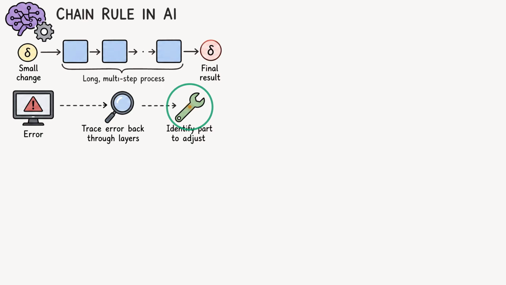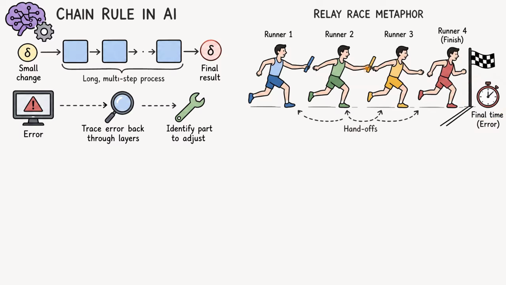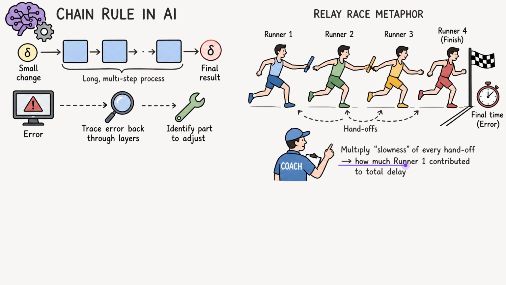To visualize this, consider a relay race where 4 runners are carrying a baton. If the final finish time is too slow, which we can call the error, the coach needs to determine who is responsible. Was the 4th runner physically tired? Or was the 4th runner slow specifically because the 3rd runner's handoff was poorly executed? The chain rule acts like this observant coach looking at that final time and multiplying the slowness of every single handoff to determine how much the first runner's initial speed actually contributed to the total delay at the finish line.